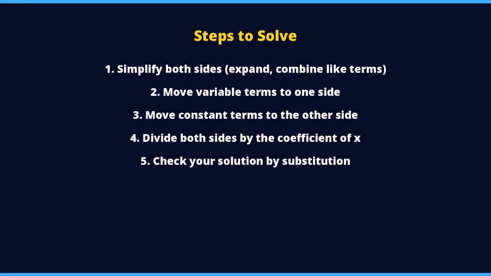To solve a linear equation, follow these steps. First, simplify both sides. Second, move all variable terms to one side. Third, move constants to the other side. Fourth, divide by the coefficient of x. Finally, always check your answer by substituting back.